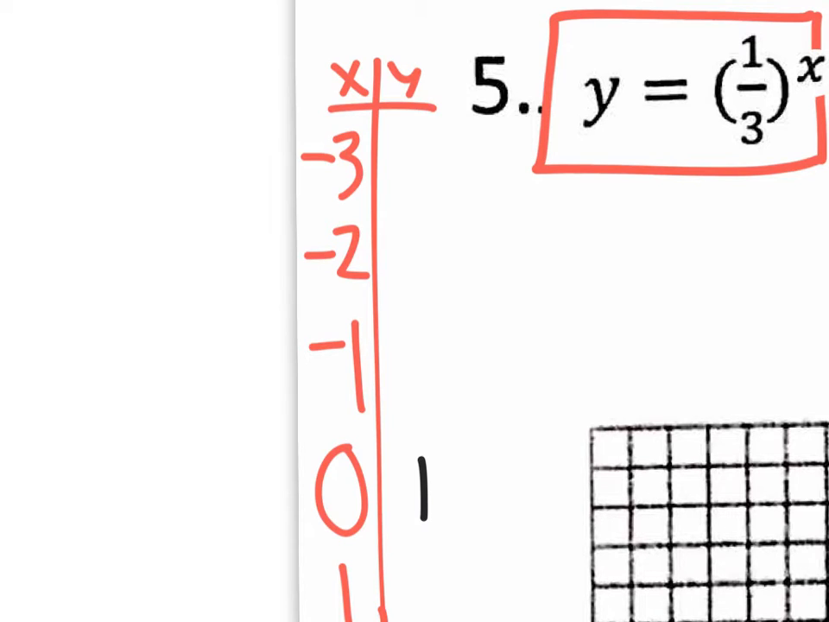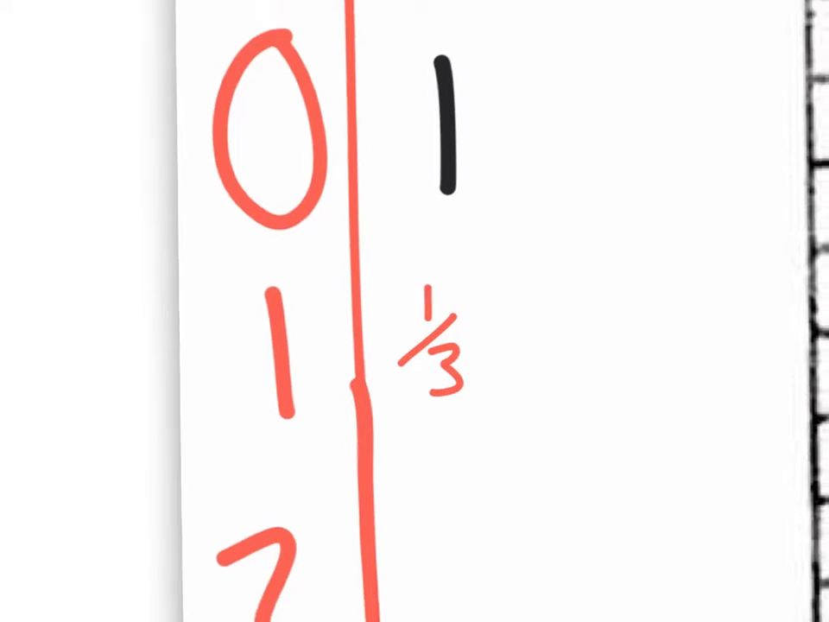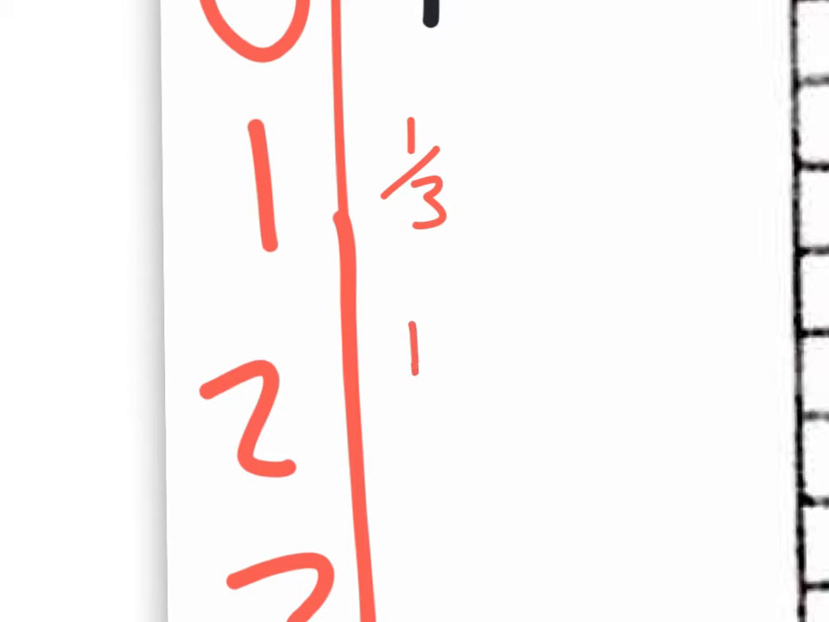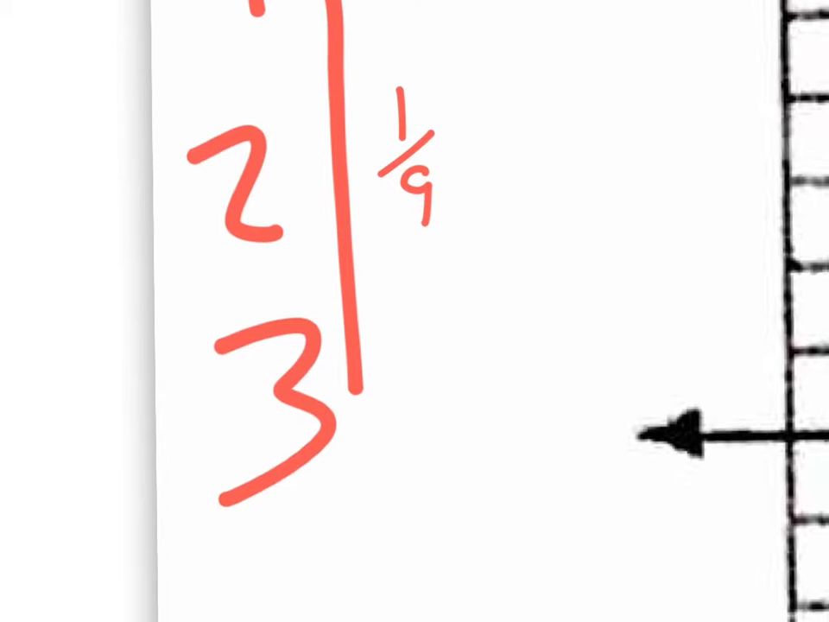Now from that point, I know that this is a decay function, so I'm going to take the output 1 and make it decay by 1/3. What do I mean by that? I'm going to multiply it by 1/3, and that gives me 1/3. Then take that 1/3 and make it decay by 1/3 again, which means multiply it by 1/3 again. That'll be 1/9. And then 1/9 times 1/3 is 1/27.